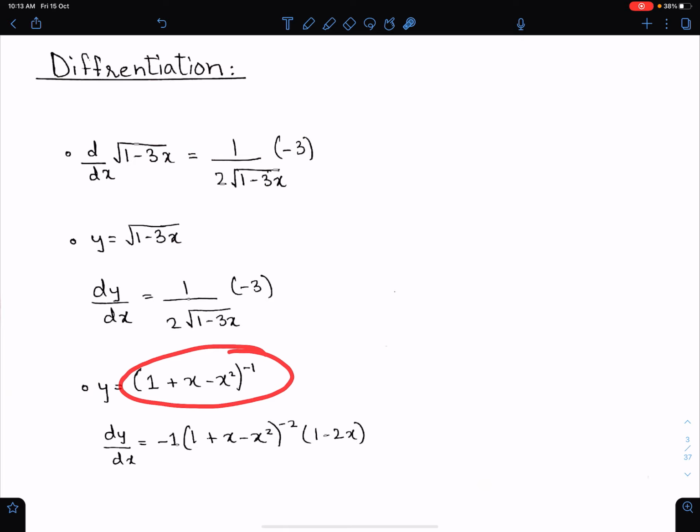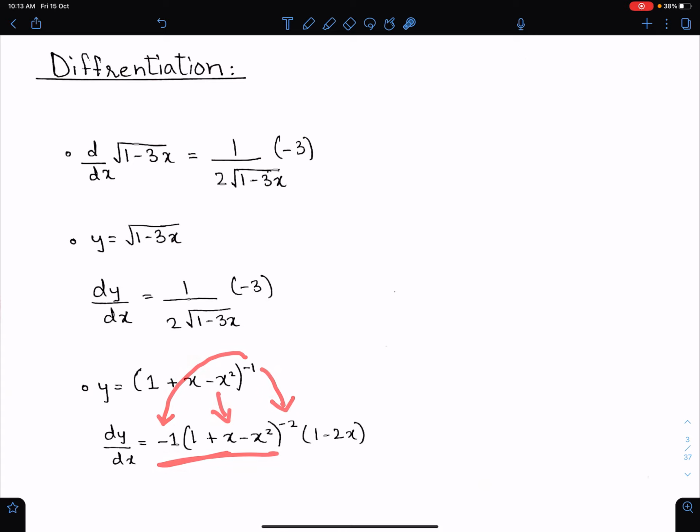This is composite function. To differentiate composite function, we first copy the function, then we make this power coefficient, and then we subtract this power by 1, and then we multiply this expansion with the differential of this function. This is the differential of this function.